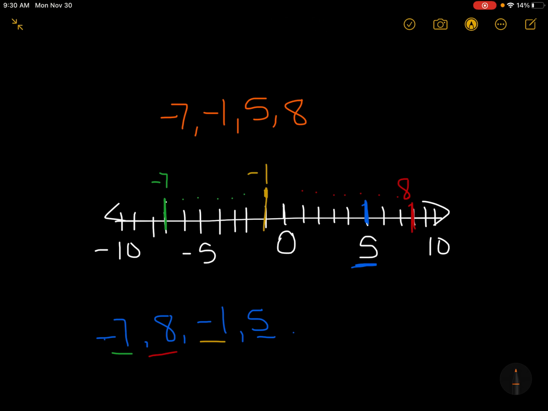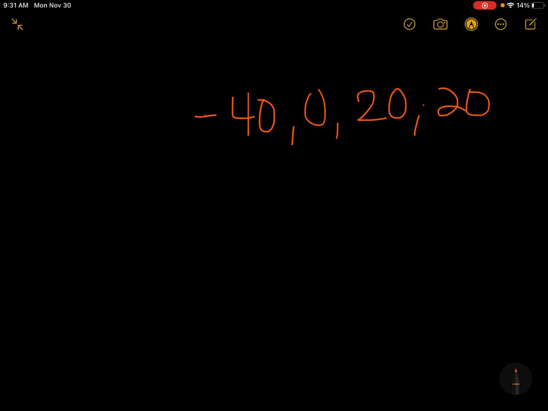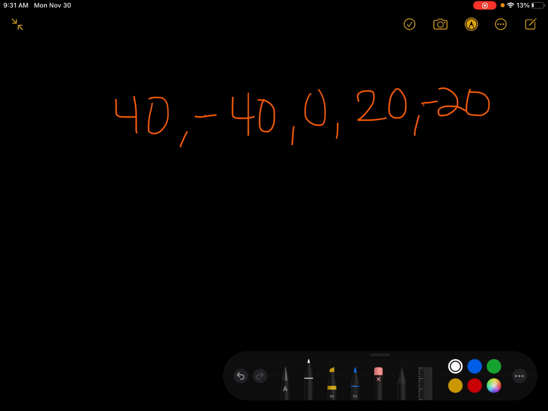Let's do another one. Let's say, for instance, we were asked to put these numbers in order from least to greatest. We have -40, 0, 20, -20, and +40. We're going to put those in order from least to greatest. Those are actually pretty similar to what they would be already.